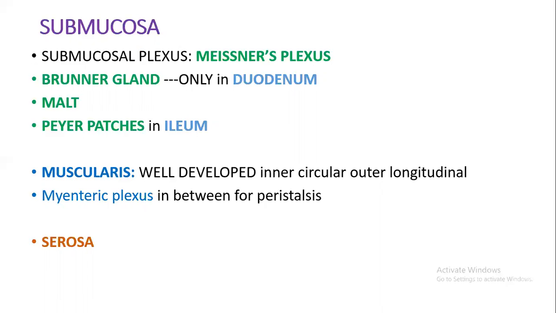Serosa consists of connective tissue covered by peritoneum. Serosa is present in the first part of the duodenum, known as the duodenal cap. The rest of the duodenum is retroperitoneal. Jejunum and ileal loops are covered by serosa.